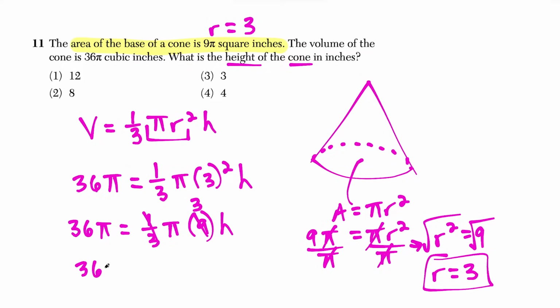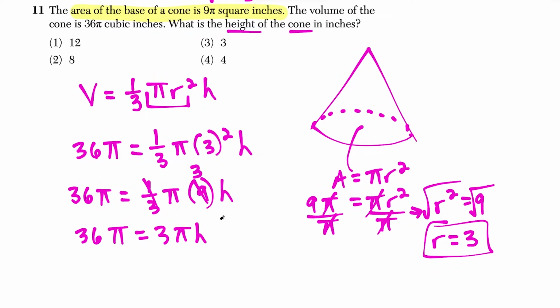So now we have 36 pi is equal to 3 times pi times h. And then all we have to do to solve for h is we're going to divide both sides by 3 pi. And from here, we have 3 pi over 3 pi canceling, and this gives us h equals pi over pi cancels, and 36 divided by 3 is 12. So the height is going to be 12 inches.